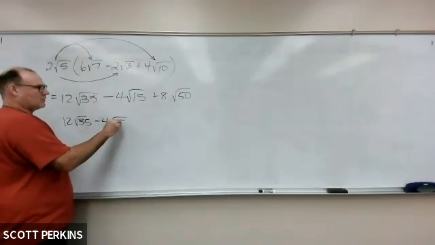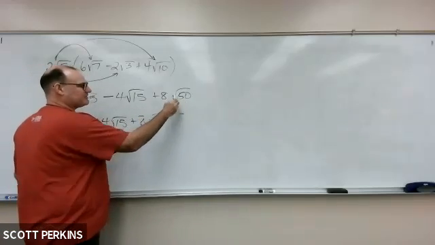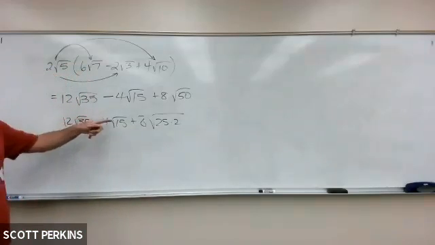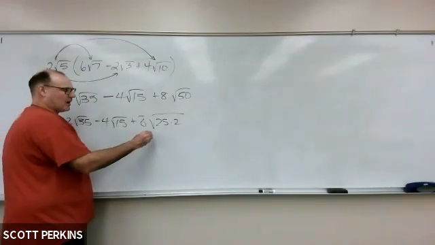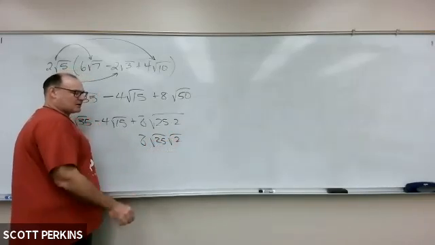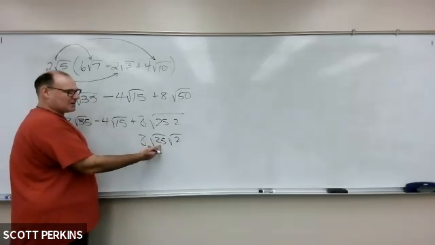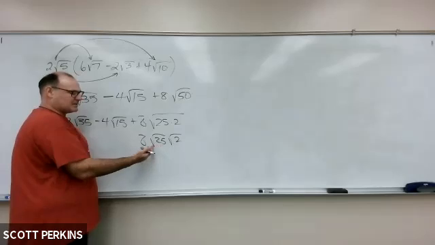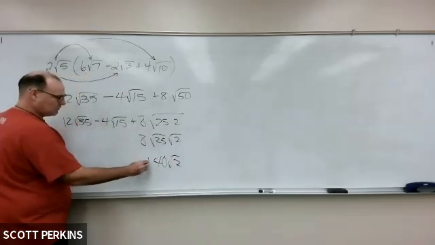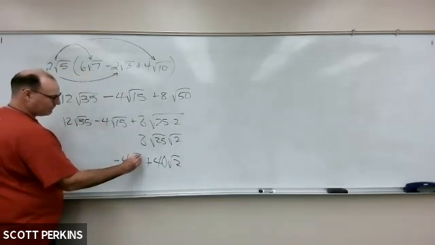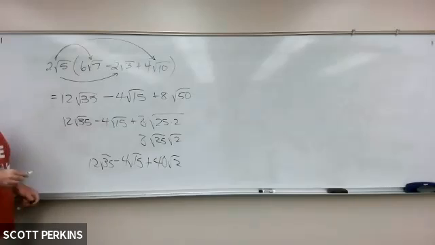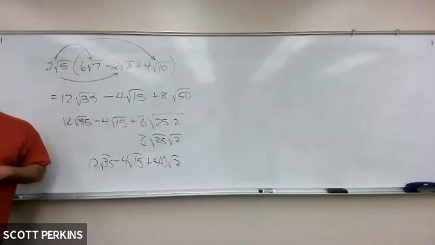So square root of 50 is 25 times 2. I'm going to just write over here. The product rule of radicals says I can give them each their own radical. And then what's the square root of 25? 5 times the 8 is 40 square root of 2. There's your expression after you multiply.